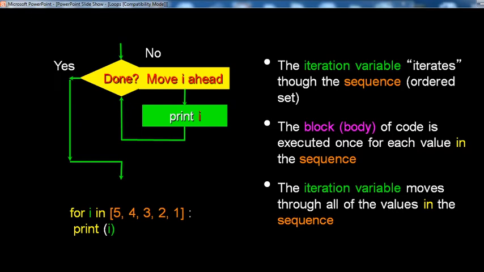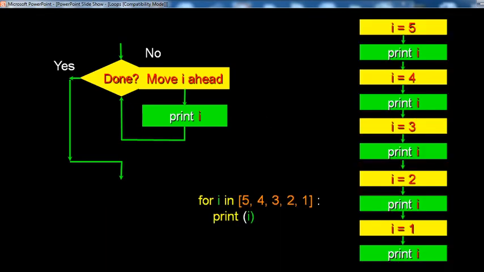What is the block body? That is print I. The code is executed once for each value in the sequence, and the iteration variable moves through all of the values in the sequence. What is the iteration variable? That is I. And the sequence is the elements present in the loop, 5 4 3 2 1, called the sequence.